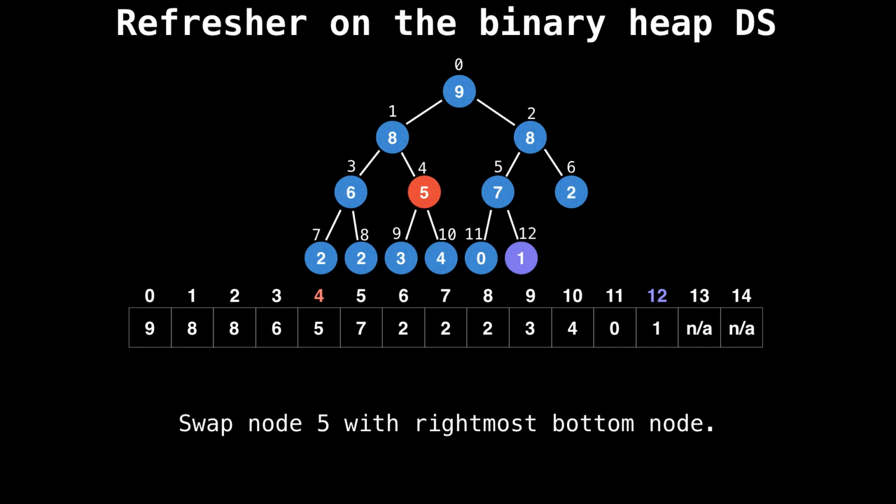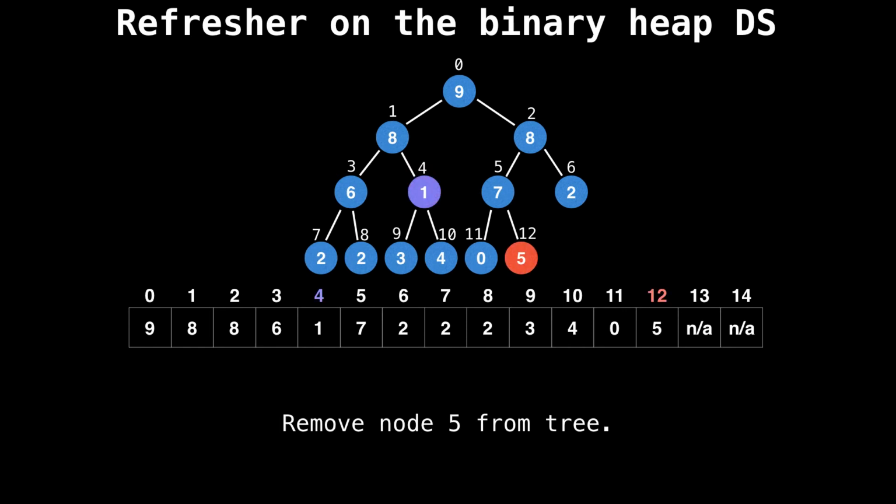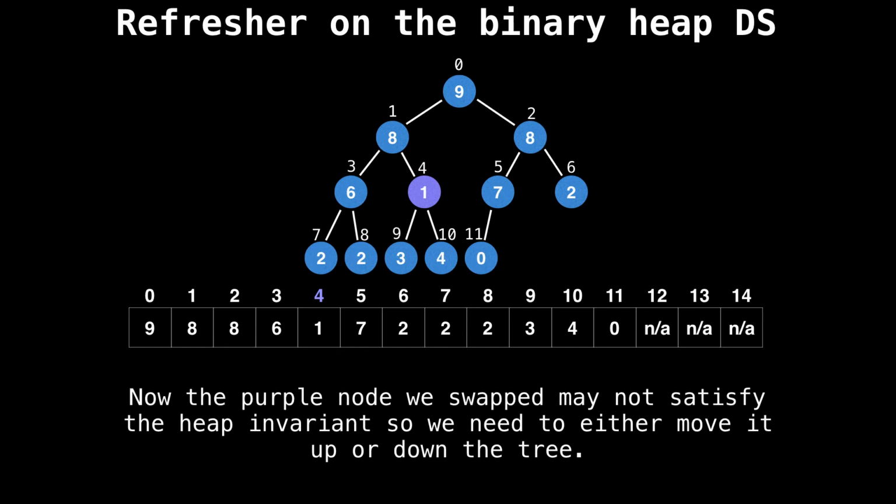So we found a node with a value 5. To actually remove it from the heap, swap it with the rightmost bottom node. Once this is done, remove node 5 from the tree. Now the purple node we swapped into 5's position may not satisfy the heap invariant, so we need to either move it up or down the tree. In this case, since the purple node has the value of 1, which is smaller than its children, and we're dealing with a max heap, we'll want to move the node down. That was a quick recap on just about everything you need to know about a traditional priority queue.